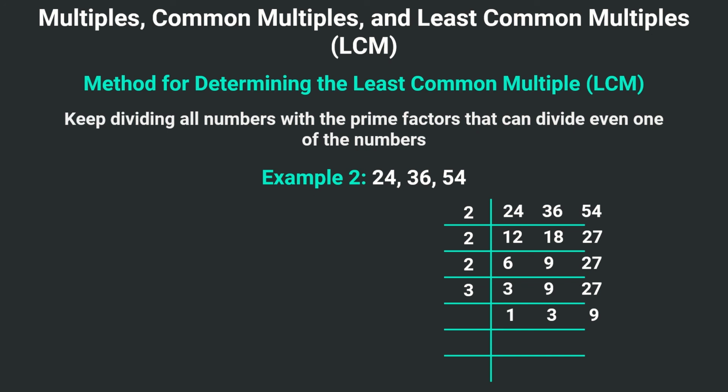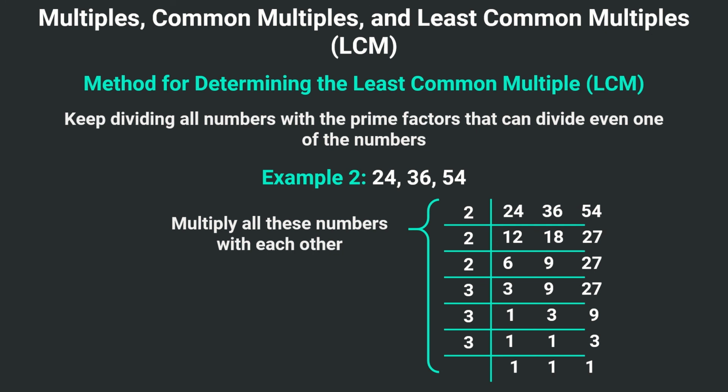Still two of them are divisible by 3. So again divide by 3, we will get 1, 1 and 3. Now again still there is a 3. So we will again divide by 3. So we will have 1, 1, 1. Now all these numbers have become 1. So now these numbers are not further divisible by any number.